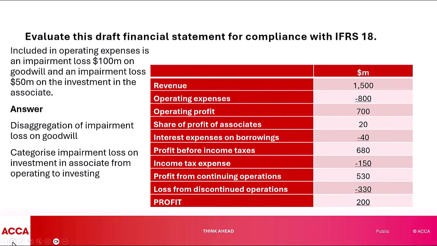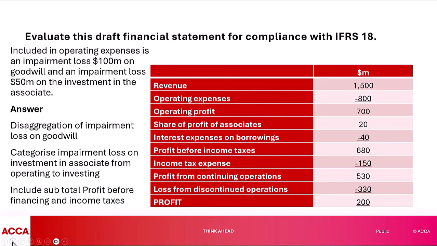Did you get the third one? Did you spot it? Where's Wally? Did you spot it? And it's to do with the subtotals. Well, I can see operating profit, which in the question is 700, and I can see in the question 200 as well, the profit. What I can't see in the question is the subtotal of profit before financing and income taxes.